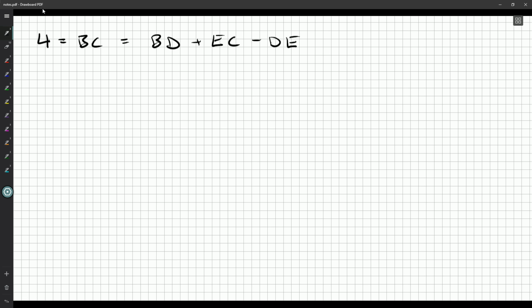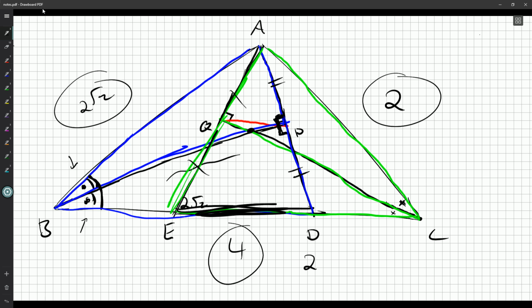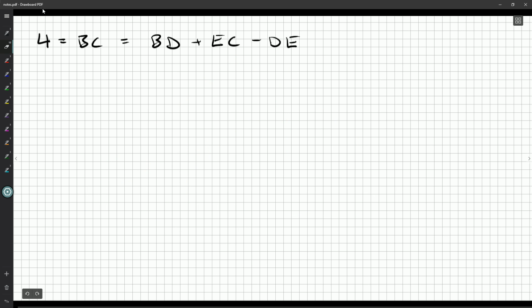So that means that now 4 is BC, which we can see is BD plus EC minus DE. Although we haven't really shown that this is the right picture, because what if it's really weird and it's B and D and E and C and there's actually a gap here. So we've got to make a little bit of an argument first.